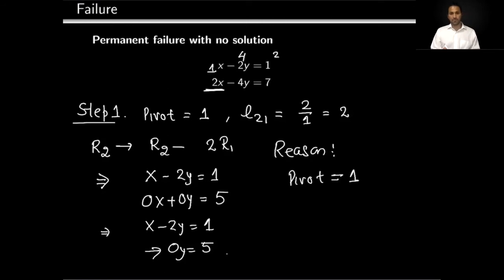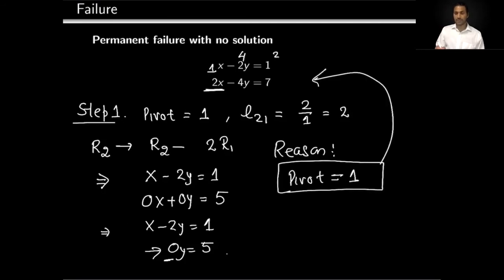In the system, we have only one pivot, x at the very first place, which is 1. The second number, which is supposed to be a pivot but is a 0, we don't call it a pivot if it is 0. So we have one pivot and our system is 2 by 2. This is the reason why this elimination failed. That's one way for elimination to fail. And you can see that here you have 0 is equal to 5, which is not a true statement. So the system does not have any solution.